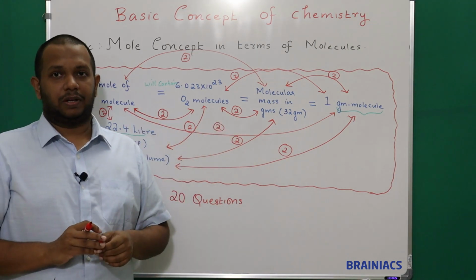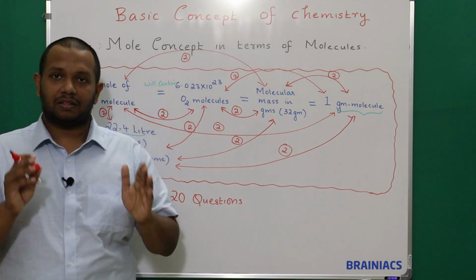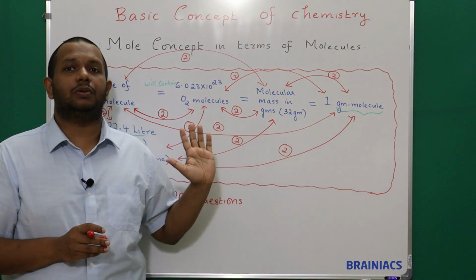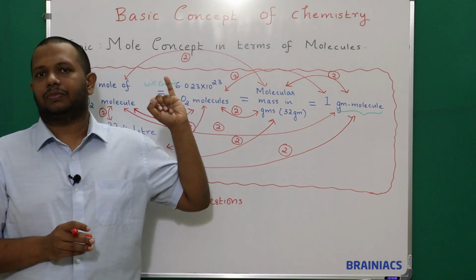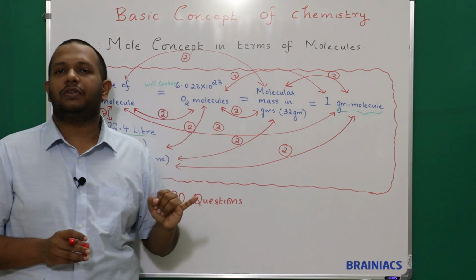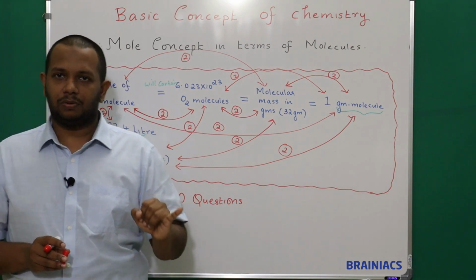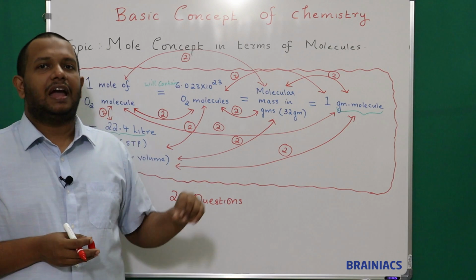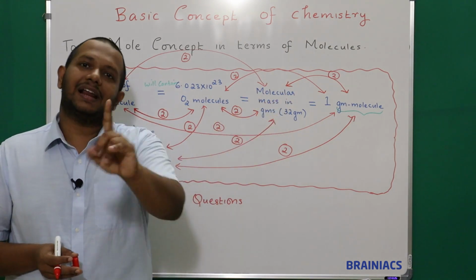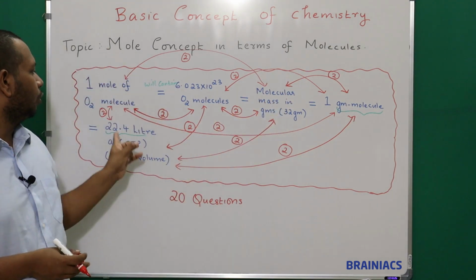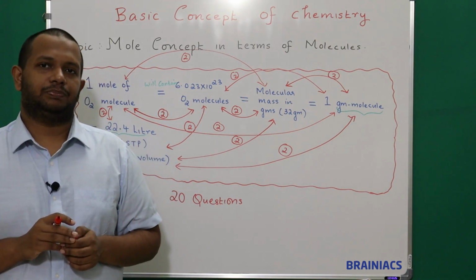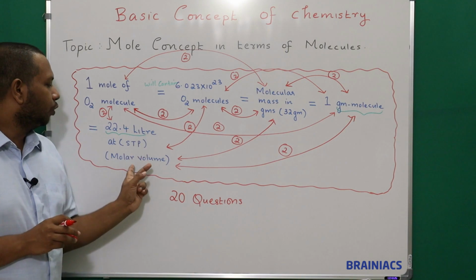So one more time I am explaining, very simple. 1 mole of molecules, any molecule, will contain Avogadro number of molecules, 6.023 into 10 power 23 molecules, and this will have a mass of molecular mass in grams, and this is equal to 1 gram molecule, and this will occupy a volume of 22.4 liter at STP. Understood? So this is also called molar volume.